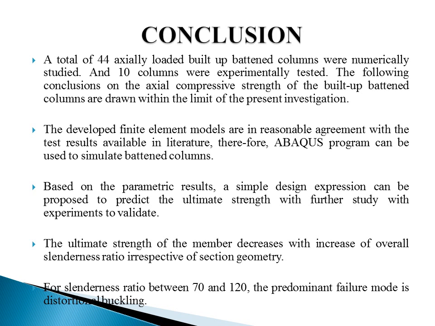Based on the parametric results, simple design expressions can be proposed to predict the ultimate strength, with further study with experiments to validate. The ultimate strength of the member decreases with increase of overall slenderness ratio irrespective of section geometry. For slenderness ratio between 70 to 120, the predominant failure mode is distortional buckling. That's all.